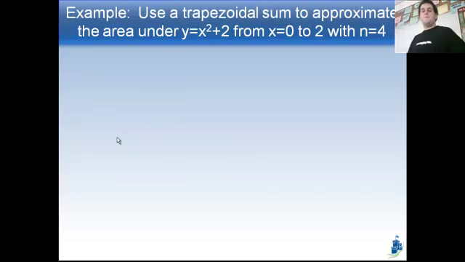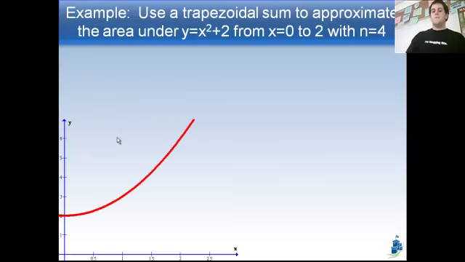Okay, so this is where it gets cool. Here's a picture of the graph of x squared plus 2, right? It's just a parabola shifted up 2. And we're going from 0 to 2 with n is 4. So, all right, math wizards, what's the width of each of these subintervals? Right, 2 minus 0 over 4, which is 1/2. If you take 0 to 2 and split it up into 4 even spaces, each one is 1/2 wide, right?